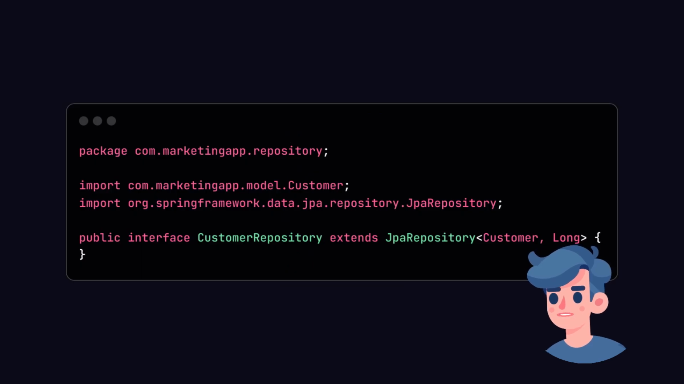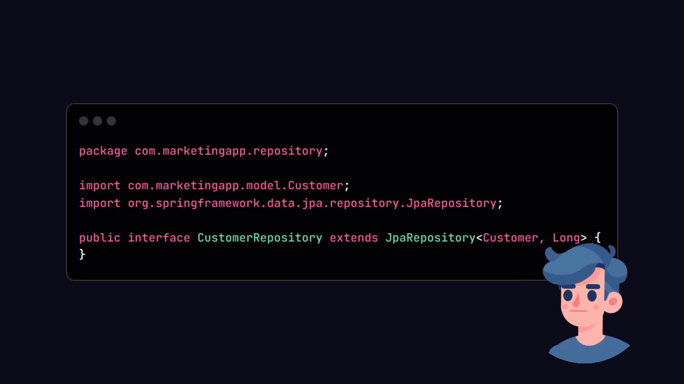With our model ready, we will now create a repository interface for the customer entity. This interface will enable us to perform CRUD operations on customer data. Create a new interface named CustomerRepository in the com.marketingapp.repository package and implement it as shown below.